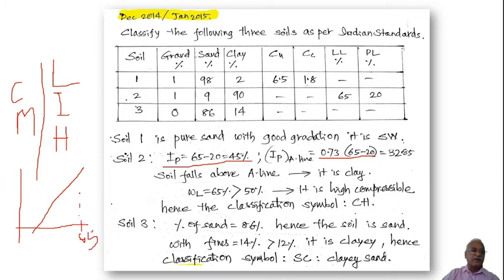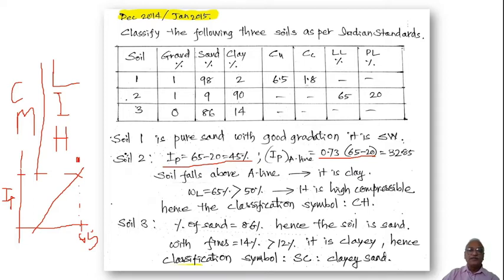Now if I work out the value over here, it comes to 32.85, corresponding to whatever IP I have on this axis. Here on this axis, I have the plasticity index. On this line the value that I have got is 32.85, but the actual IP is 45, which means the point is falling above this. Please note this discussion.